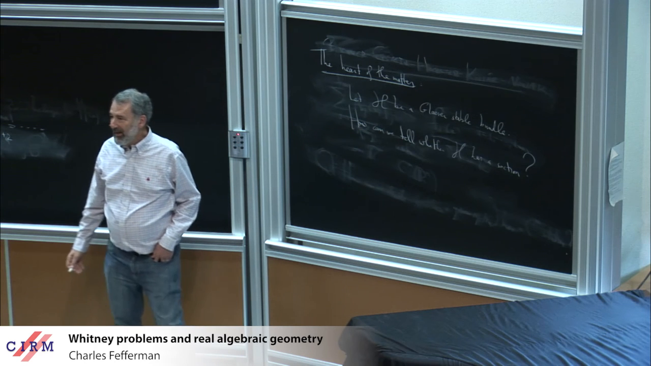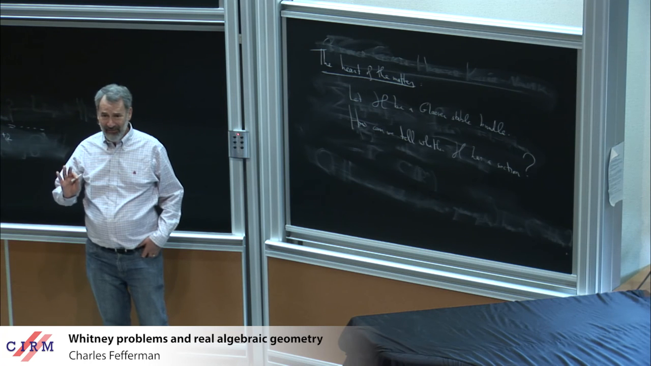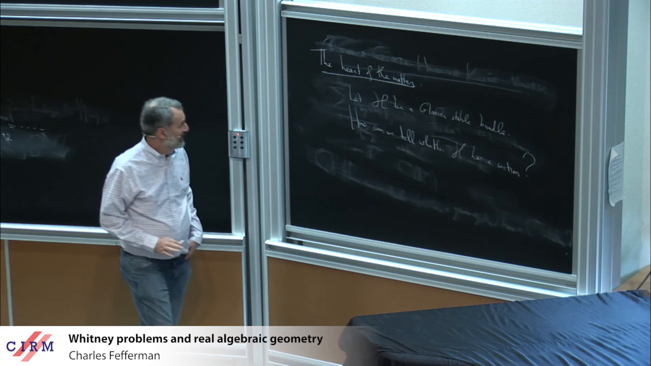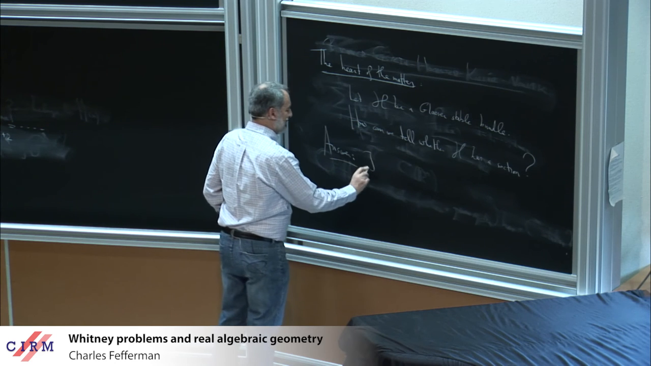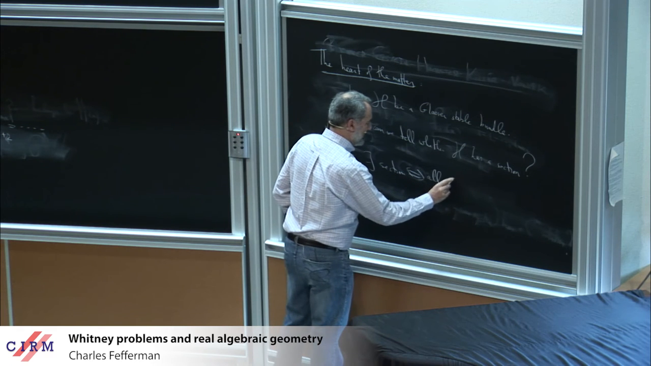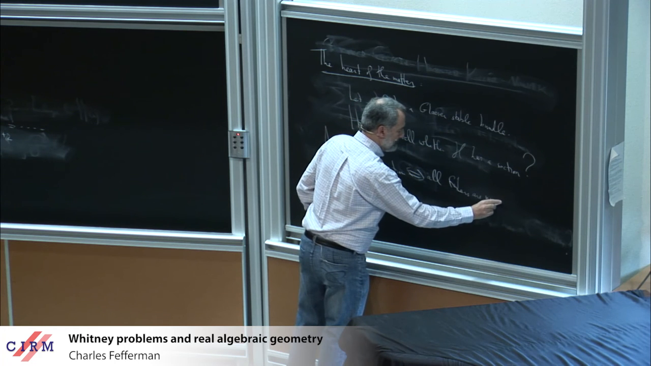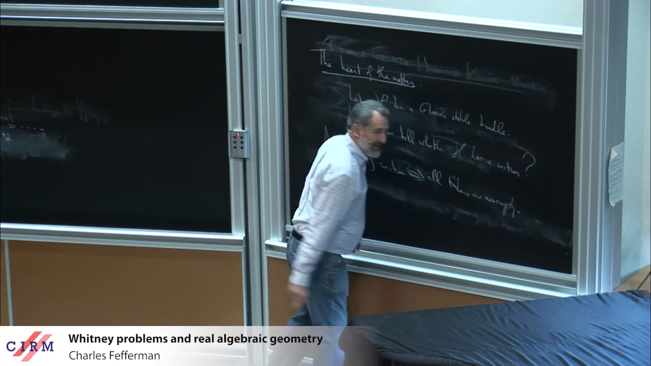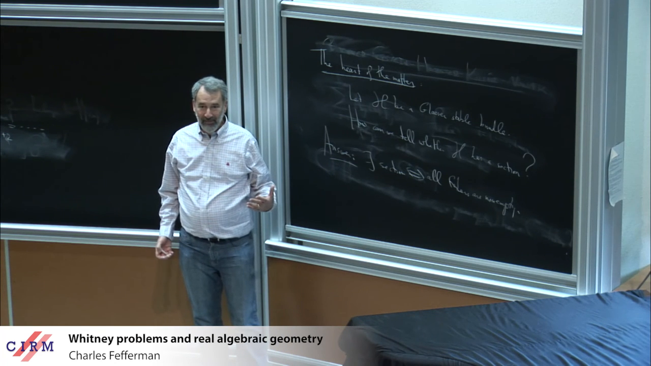Okay? And the answer is very, very simple. At least it is very, very simple to state. It's not very, very simple to prove, and I will say nothing about the proof. But the answer is there exists a section if and only if all fibers are non-empty. So obviously, if there are any empty fibers, there are no sections. But that's the only reason for there being no sections.